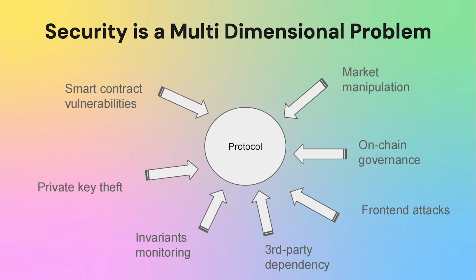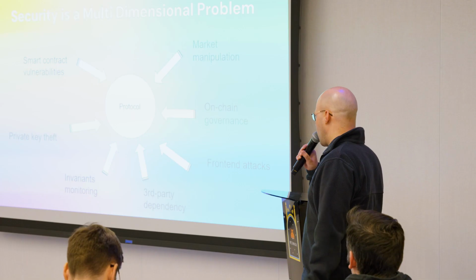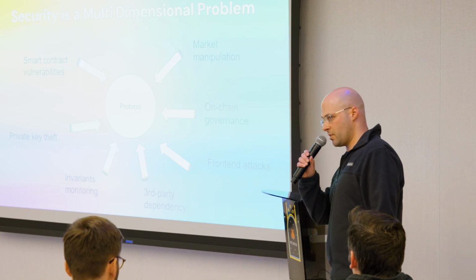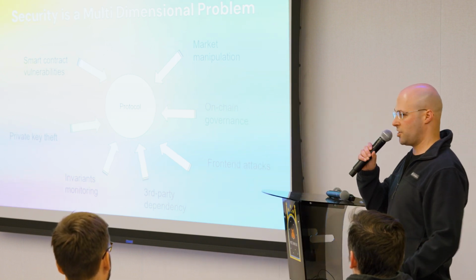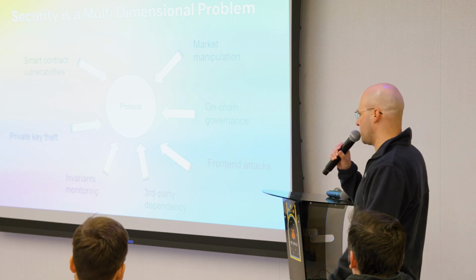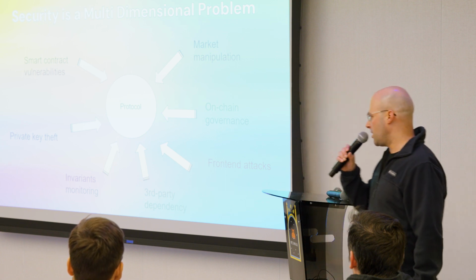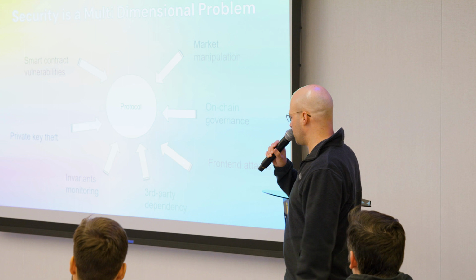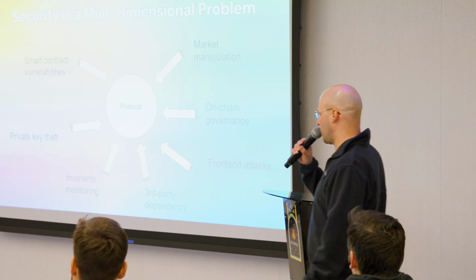There could be smart contract vulnerabilities, private key theft, things related to the Web 2 gateway to your protocol, and third-party dependencies. And one of the topics that is not talked about is on-chain governance, because when you think about governance, it's essentially a gateway to change, modify, send funds, or change parameters or code on-chain. And whenever there is a gateway to such a lucrative target, there are many people looking to manipulate it.